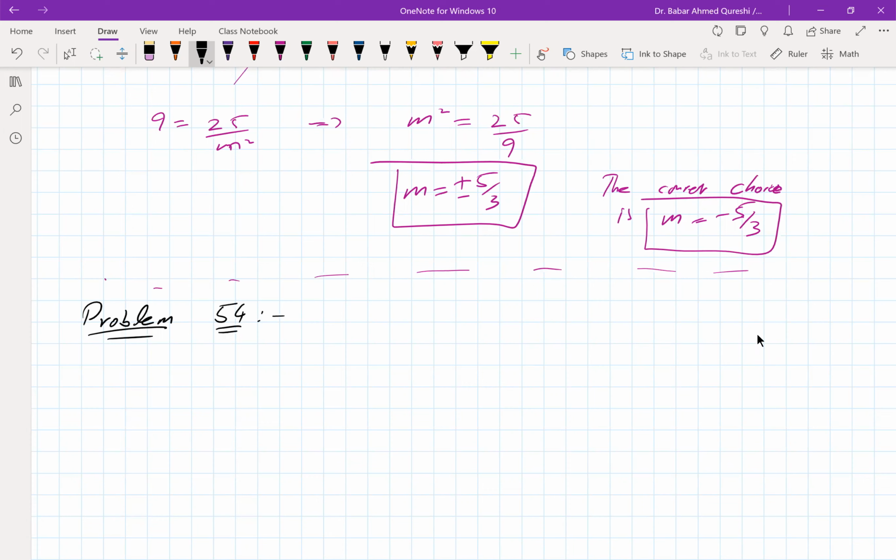So problem 54 simply says, you're given this curve, it's just a function, so it will have some graph. At which point on the curve does the tangent line have the largest slope?